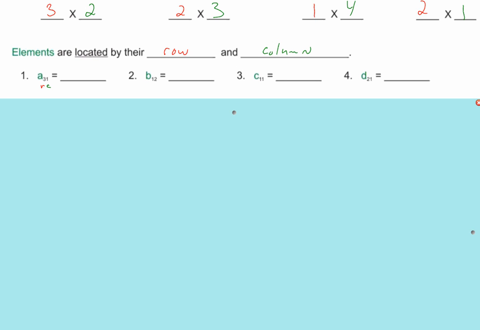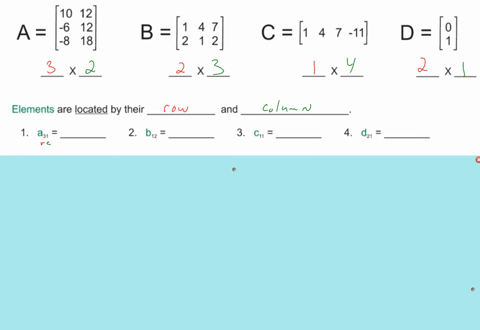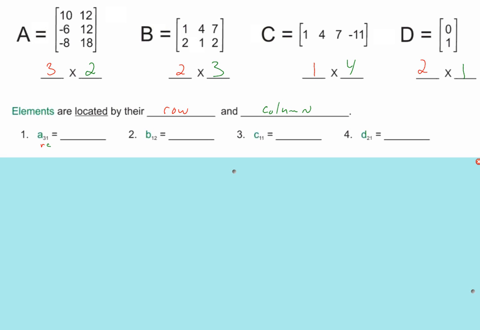So look back up at the A matrix. What element is in row 3, column 1? Look at the A matrix. Row 3, column 1 is the -8.